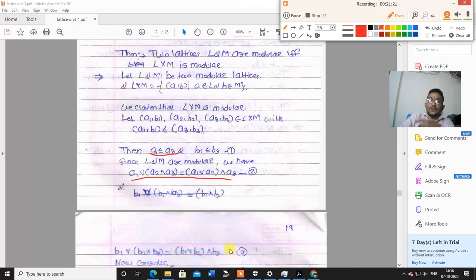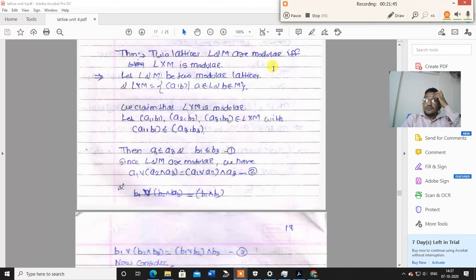Okay, and similarly, whenever b1 is related to b3, since M is modular, it satisfies the modular law. Then we can show b1 join (b2 meet b3) is equal to (b1 join b2) meet b3. Say this is equation 3. Okay, so again, next.